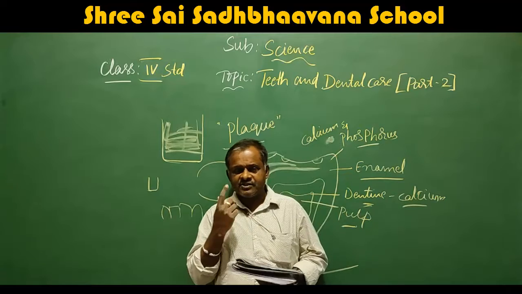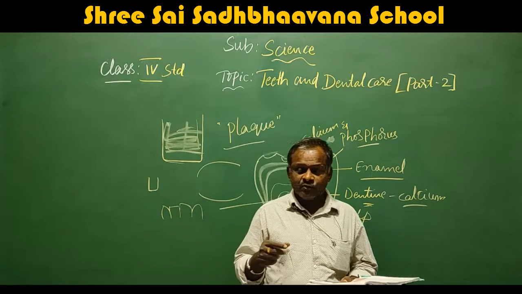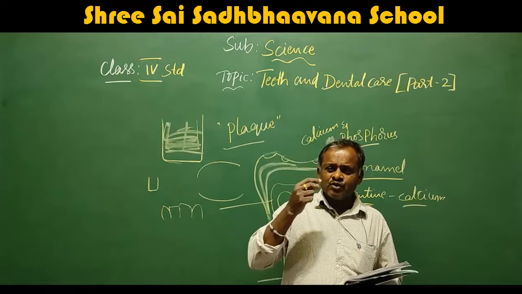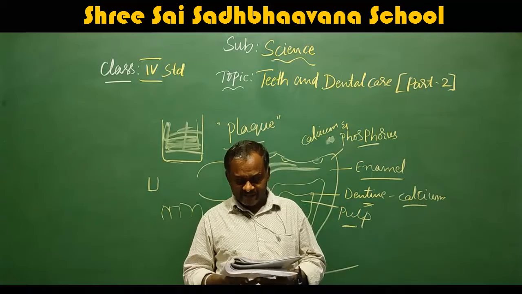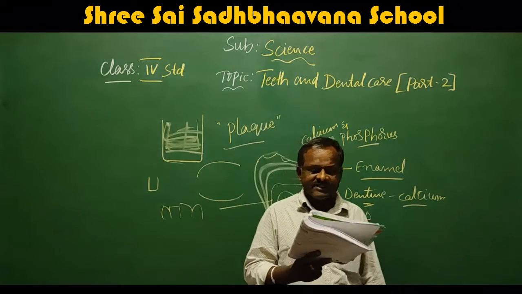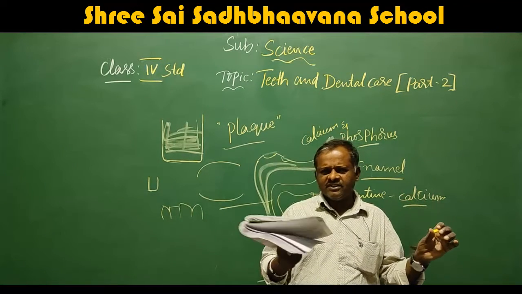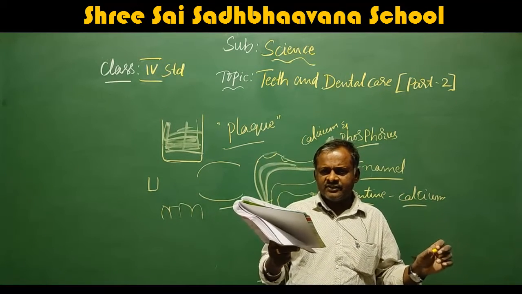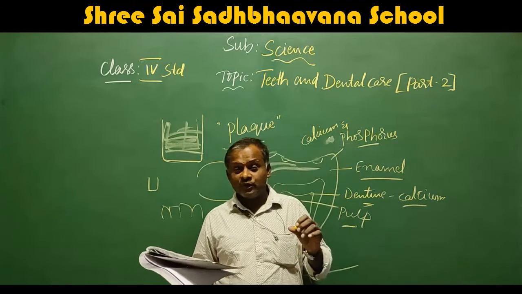Avoid eating too many sweets. Sweets are very, very dangerous to our teeth. So don't eat sweets. For that reason only, the children who are eating so much chocolate, their teeth are getting decayed or damaged. Avoid sugary snacks and soft drinks. Sugary snacks means chocolates or some mithai, all the chocolates and sweets are called sugary snacks, and also soft drinks, cold drinks.